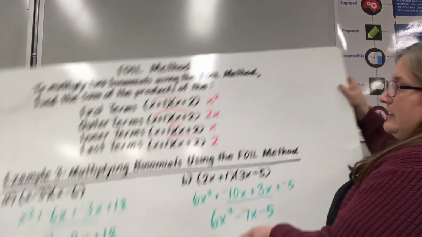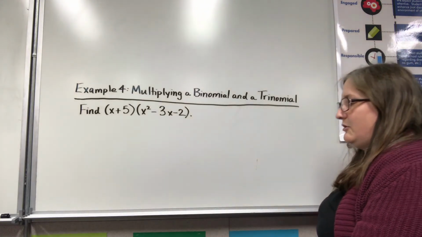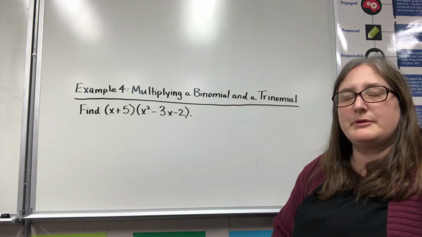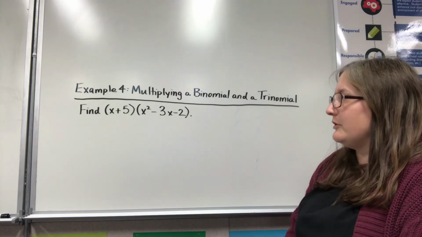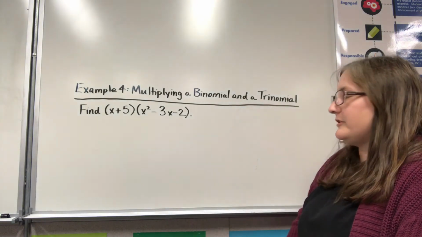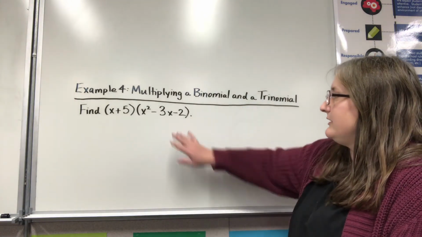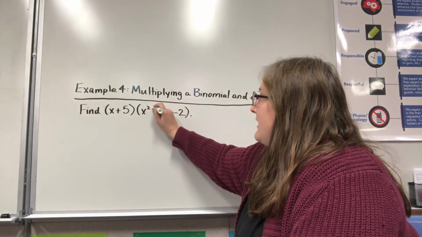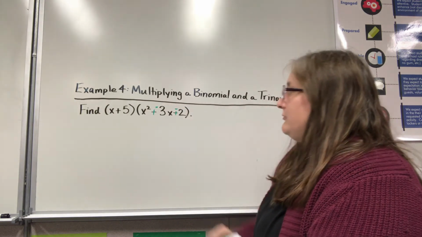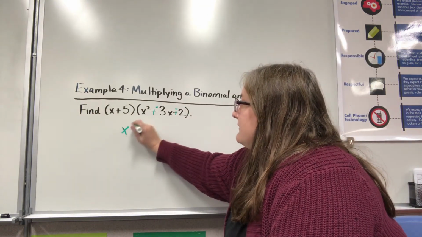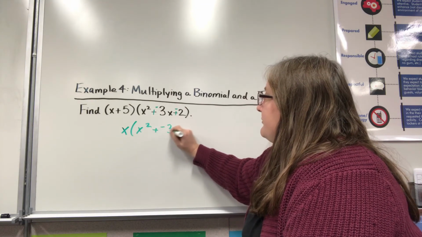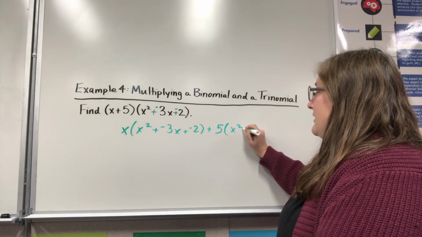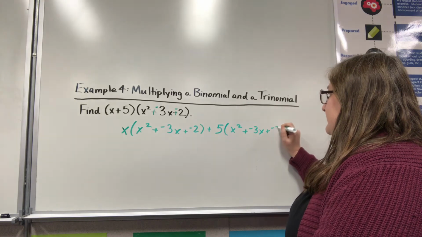The last thing we're going to try is multiplying a binomial and a trinomial. Now we have three different methods that we talked about for multiplying binomials: the distributive property, making a table, or the FOIL method. And though all of those will work for this problem, what I'm going to solve this using is my distributive property. I'm going to distribute the binomial. So I'm going to make these addition, just so I don't make any errors with my subtraction signs. And then I'm going to do x times x squared plus negative 3x plus negative 2, plus 5 times x squared plus negative 3x plus negative 2.